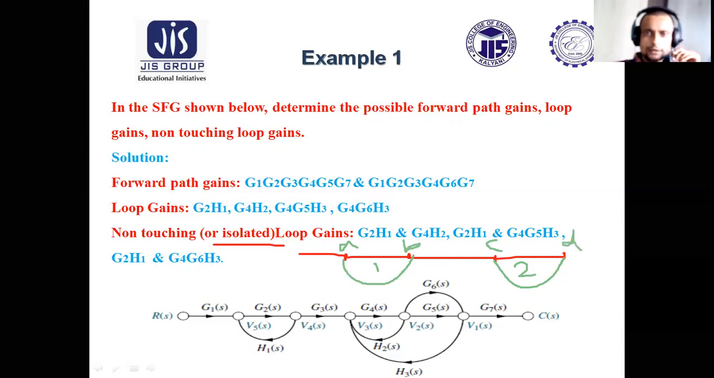First loop is A, B, A, and second loop is C, D, C. So these are two loops. Is there any common node or common point? No. That is why these two loops are not touching each other at any point. So these are termed as non-touching loops.